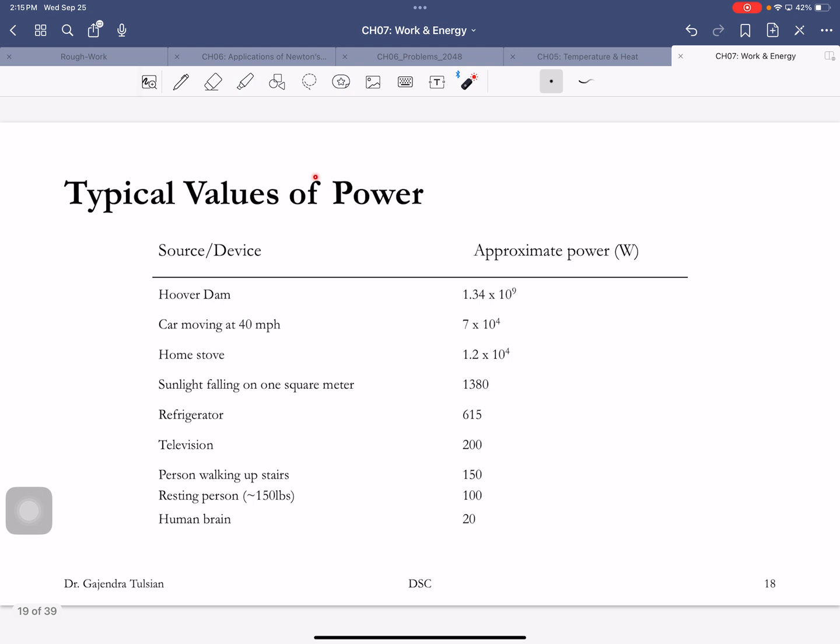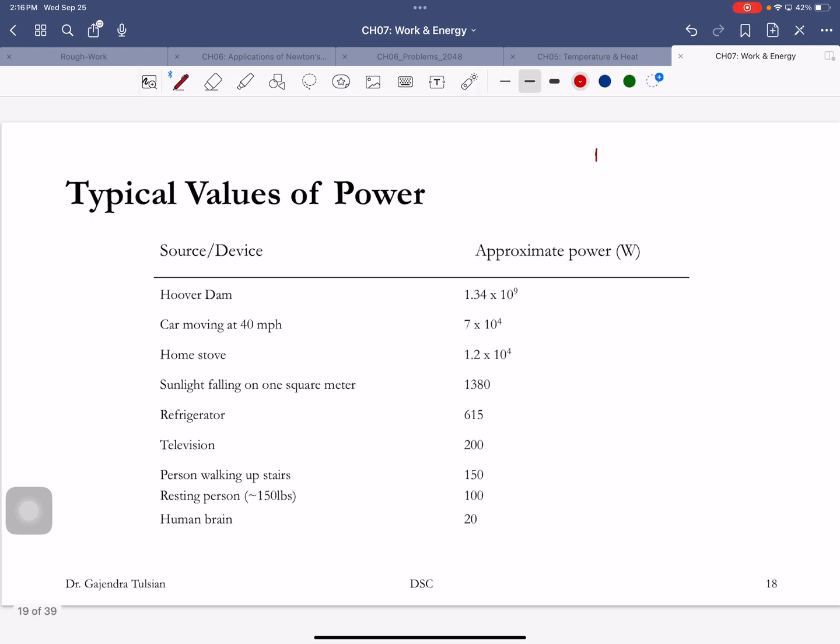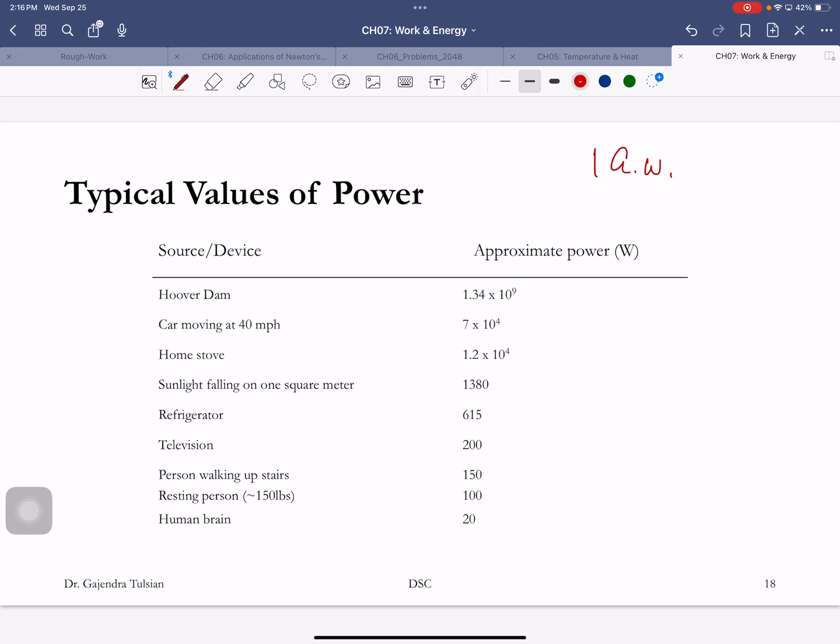Okay, you guys should know some of these terms. So Hoover Dam is a large power plant, and it's about a gigawatt. A gigawatt is a billion watts. Okay, what you can do with this is run about 1 million homes. So a large power plant is a gigawatt. Okay. Your home stove is 1200 watts, 12,000 watts.